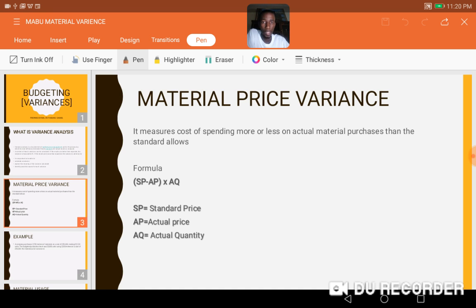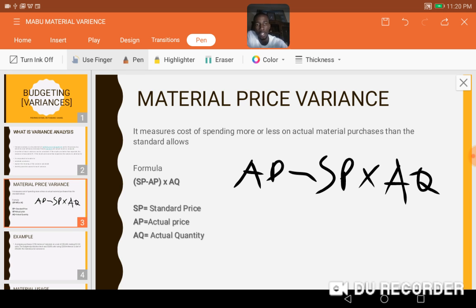It measures the cost of spending more or less on the actual purchase than the standard allows, and the formula is SP minus AP times AQ. But in most books they put it the other way around: AP minus SP times AQ. I put it the other way around because otherwise you have to convert your answer. If you get a negative answer, you have to multiply it by negative one to make it positive. But the way I've written it here, you don't need to change anything. Just write standard price minus actual price times actual quantity.